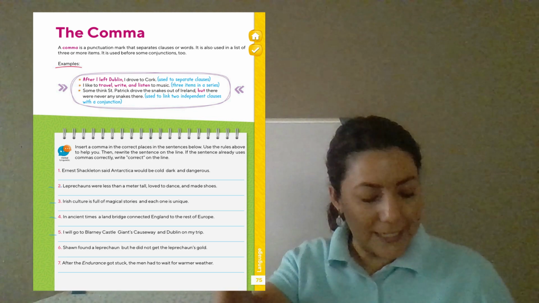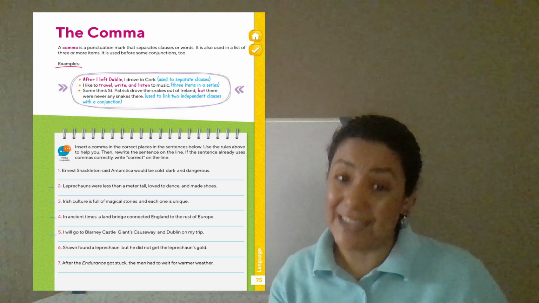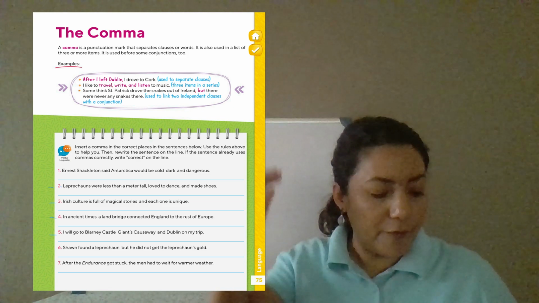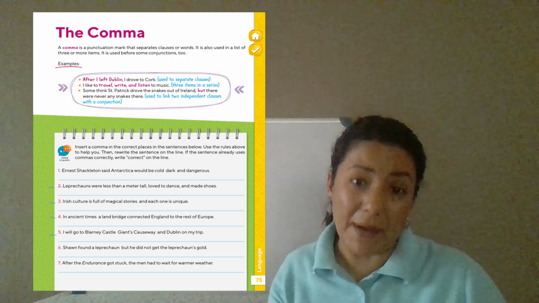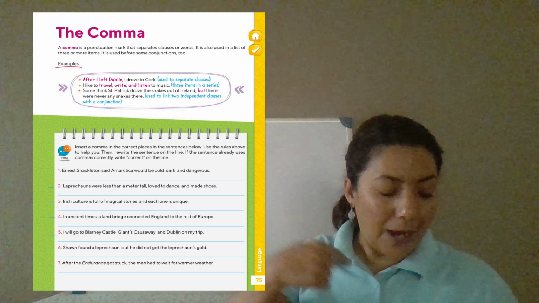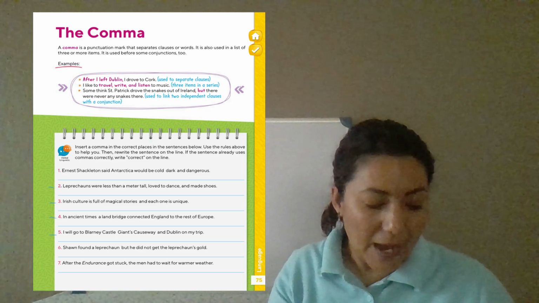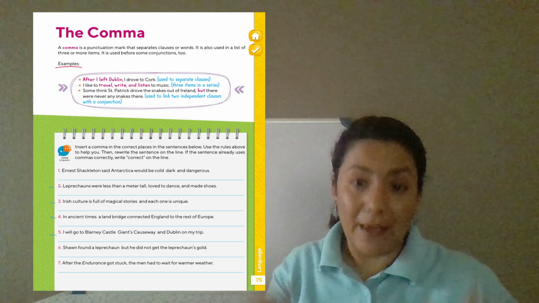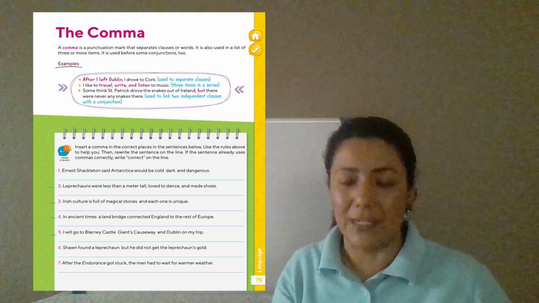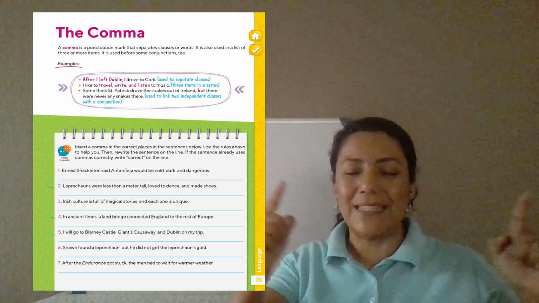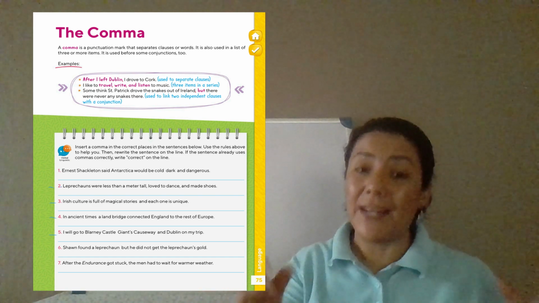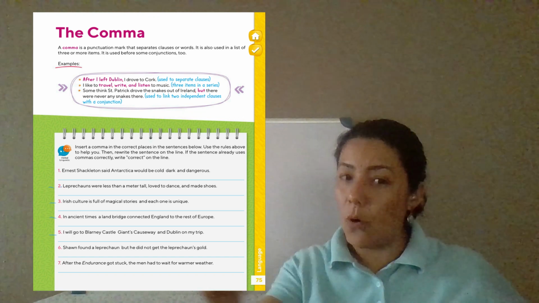Like you can see in the examples. They are giving you examples of each one of the things we mentioned before. Example number 1. After I left Dublin, comma, I drove to Cork. In the parentheses, it says the comma there was used to separate clauses. Remember, a clause is like another sentence or like another predicate. Not only a word, it's a whole idea.